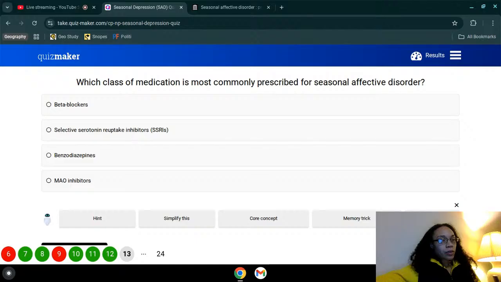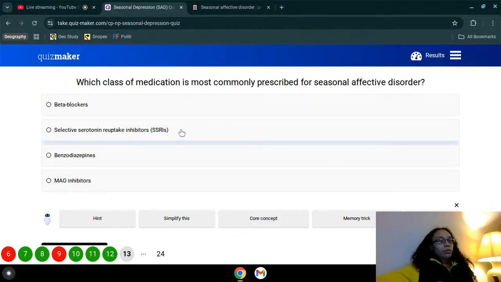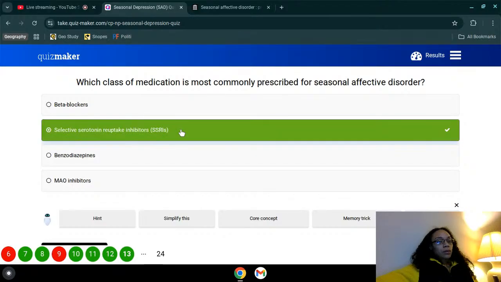Selective serotonin reuptake inhibitors. I think it's, don't we want more serotonin if we're dealing with this? I don't know. I'm still going to guess this one. Yeah.